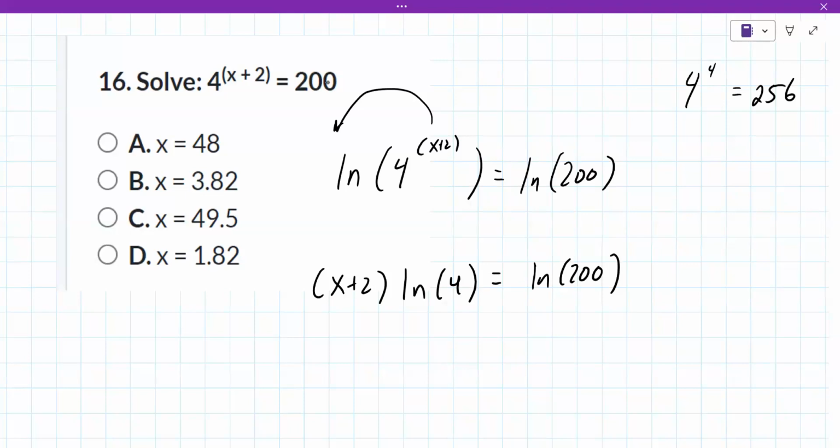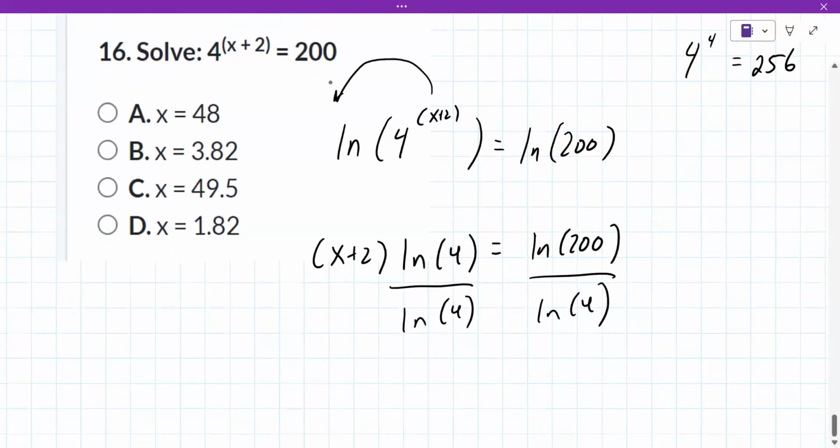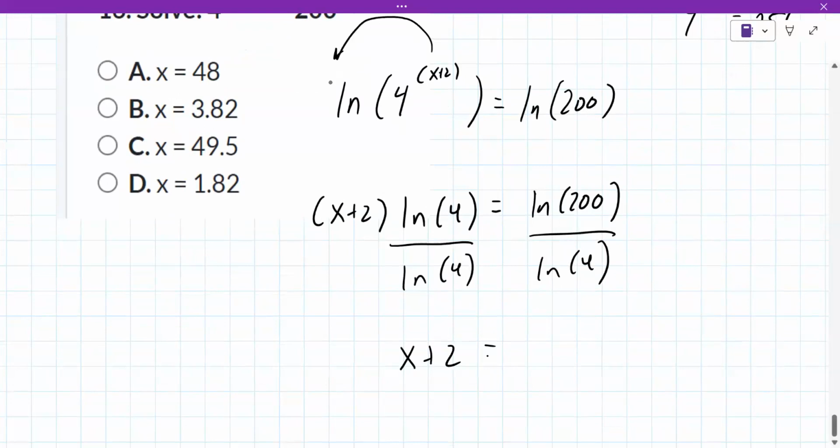Is that okay so far? Yes. All right, now we're going to divide both sides by the natural log of 4. So this becomes on the left just x plus 2 equals the natural log of 200 over the natural log of 4. If I'm writing them separate, it means they have to be separate. Like you can't divide these, is what I'm saying. They just have to leave it as is.